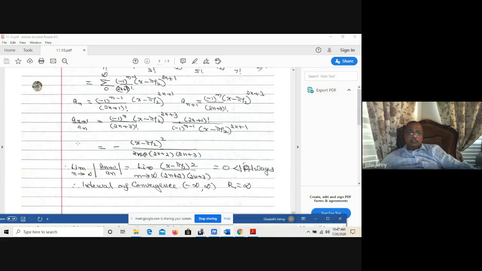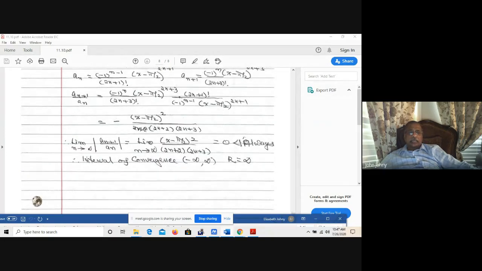Now find the limit. Limit as n approaches infinity of the absolute value of the (n plus 1)th term over the nth term is the limit as n approaches infinity of (x minus pi over 2) the whole squared divided by (2n plus 2) times (2n plus 3). And the denominator is infinity, so it is 0, which is always less than 1. Therefore, the interval of convergence is negative infinity to infinity, and the radius of convergence is infinity.